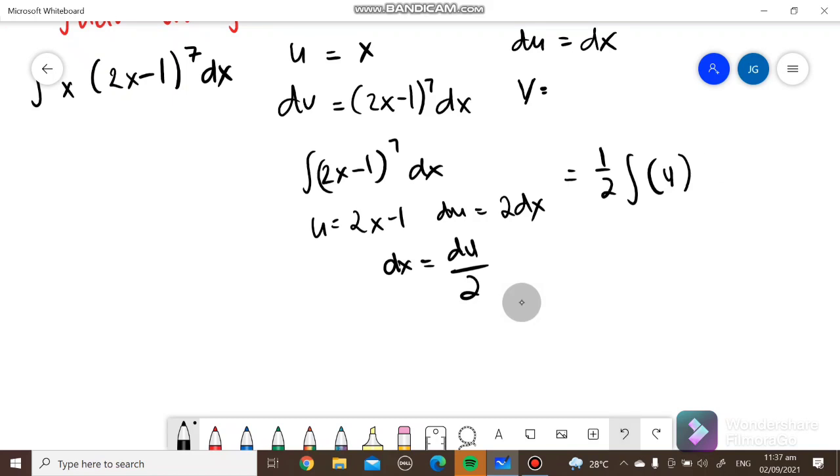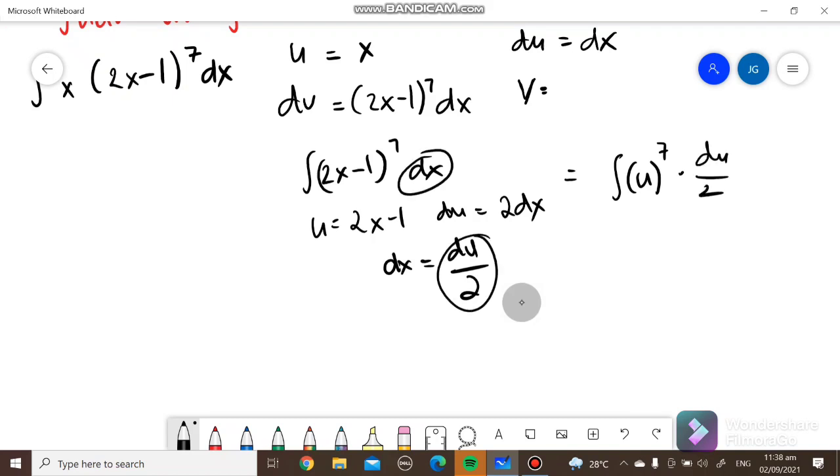Bakit? So, wait. Explain ko sa inyo kung bakit. So, as I said, we have the integral of, ito, value nito is u. So, pwede na siya natin masubstitute. U raised to 7 multiplied by the dx value, which is du over 2. So, pwede natin may 1/2 tayo dito. Pwede natin siya malagay dito na part. So, we will have 1/2 the integral of u raised to 7.